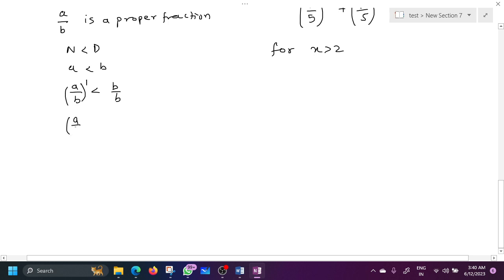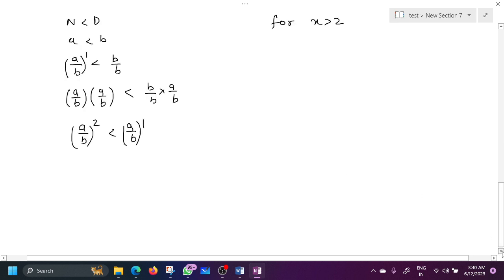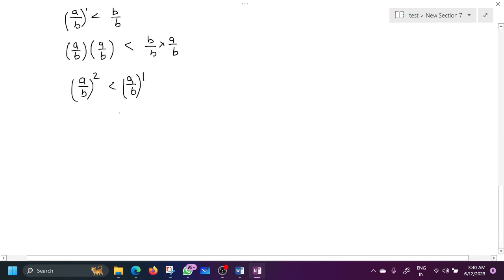So a by b multiplied by a by b again will be less than b by b into a by b. So you have a by b whole square, and here you have b cancel with b, a by b only. So what does it say? See, look at the powers, look at the fraction, and tell me what's happening.